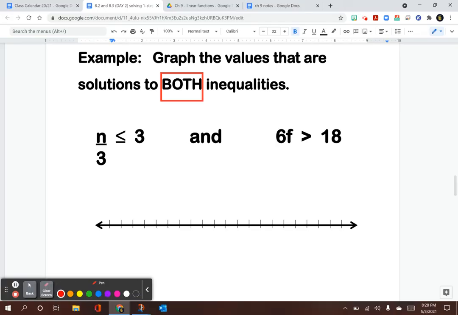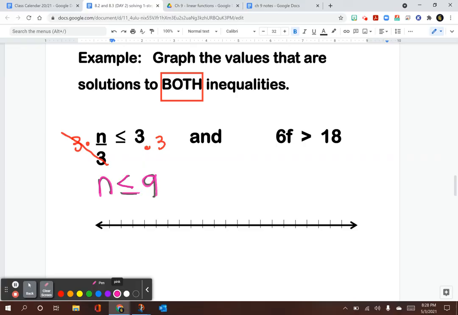N divided by 3, well, the opposite is to multiply by 3 on both sides. These 3's cancel out, which isolates my variable n, less than or equal, and 3 times 3 is just 9. All numbers less than or equal to 9 make this true. I'm going to graph this one in pink.